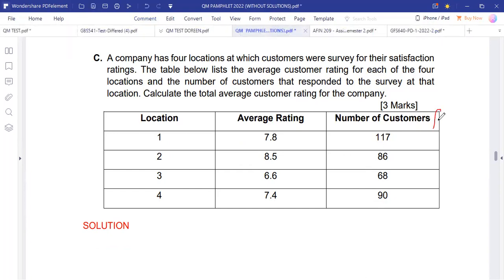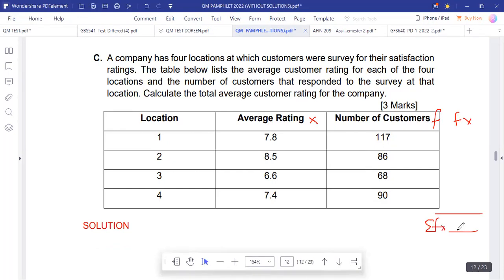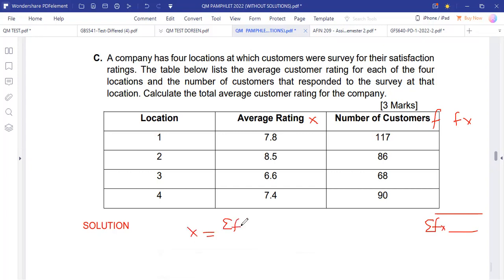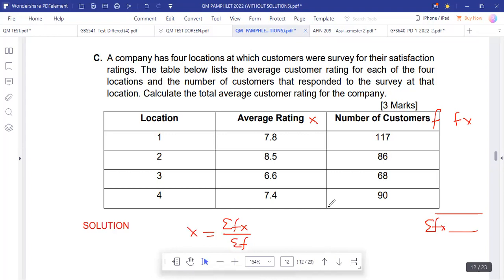This can be called a frequency. This can be called a midpoint. So multiply the frequency times the midpoint. The total we get is the summation of fx. And the mean is found by summation of fx divided by the total frequency. So we need to total up this frequency. Let's multiply this by that, this by that.